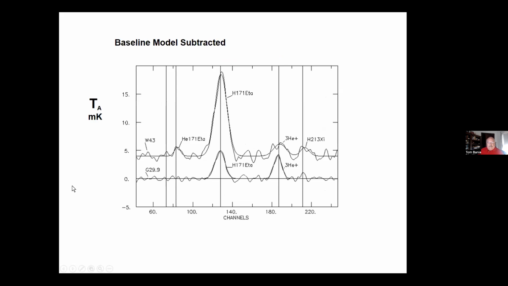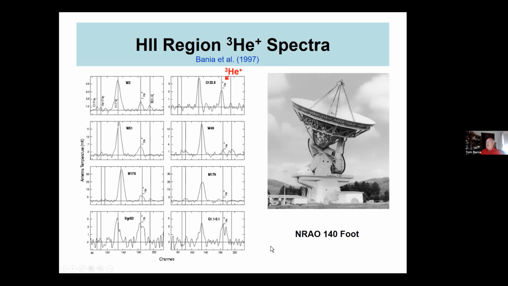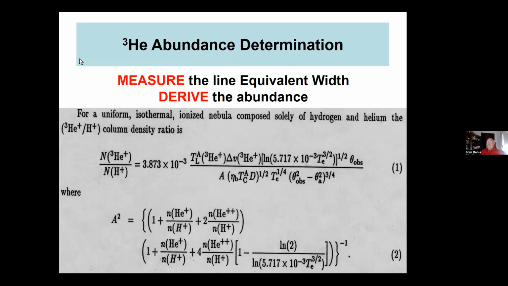Now, 140 foot and all of this experiment was done with the Mark III correlator, which allowed us four tunings, 20 megahertz wide bandwidth maximum and 256 channels. So this was very challenging. Nonetheless, we detected helium-3 after a lot of work in a plethora of H2 regions. And then we had to go and start doing science. A detection was the first holy grail.